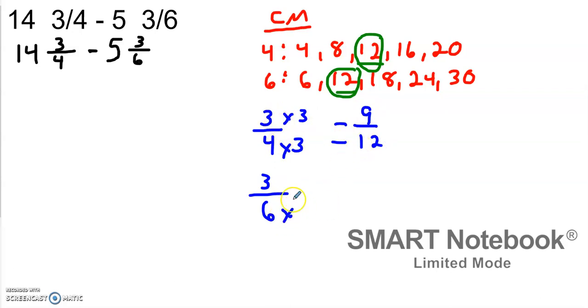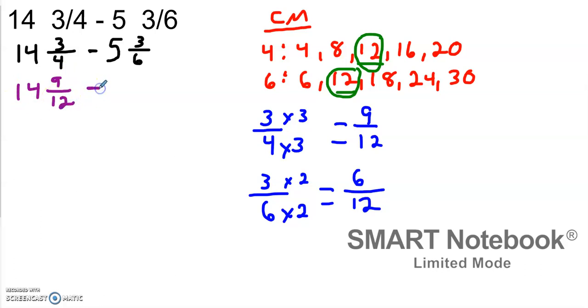So now I look here. 6 times what gives me 12? And I know it's 2. What I do to the denominator, I do to the numerator. So 3 times 2 is 6, and 6 times 2 is 12. So the equivalent fraction that I'm going to use for 3/6 is 6/12. So now I rewrite them here. The 3/4 we said was 9/12.